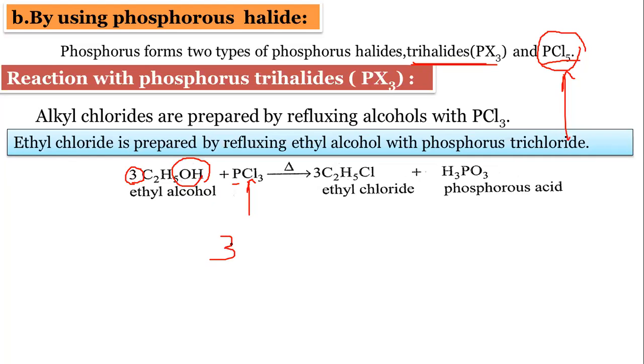3 hydrogens, then 3 oxygens are also there. 3 hydrogens are there, 3 oxygens are there, and 1 phosphorus is there. So it will combine to form H3PO3. That is, phosphorus acid will be prepared. And these 3 OH will be replaced by these 3 chlorines. So 3 hydrogens, 3 oxygens, and 1 phosphorus will combine to form H3PO3. It is called phosphorus acid.